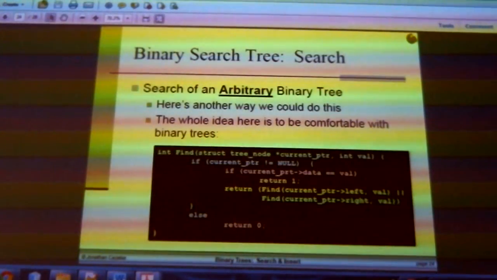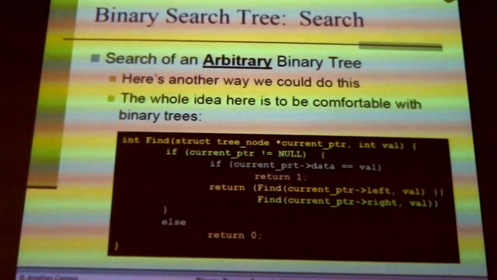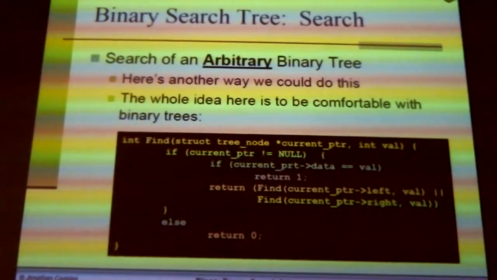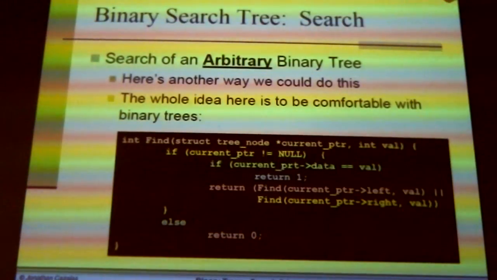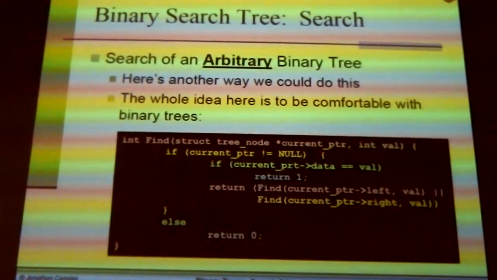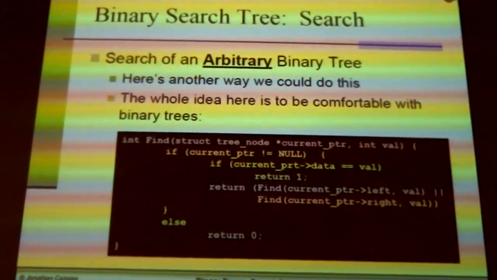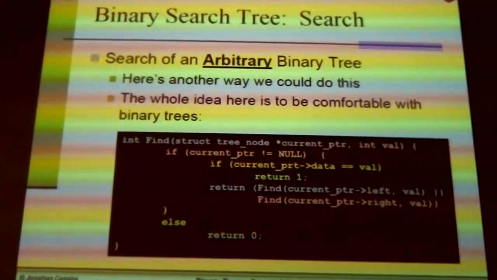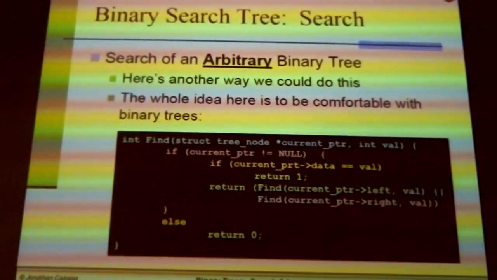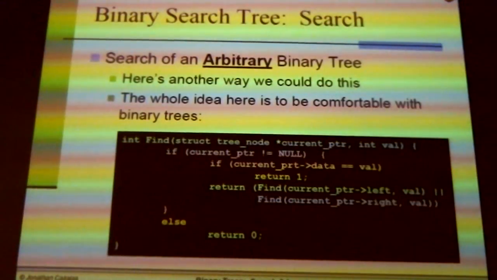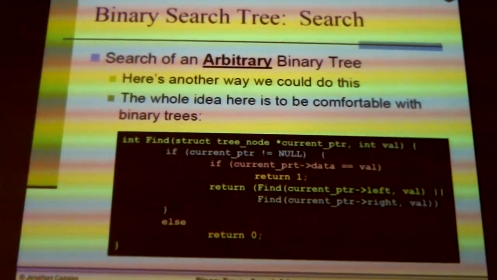This example right here, it goes to the left and to the right. So this is searching just any binary tree. Doesn't have to be specifically a binary search tree. And you know that because it doesn't care if the value is less than or greater than the current node. Doesn't care. But it could be anything in a regular tree.